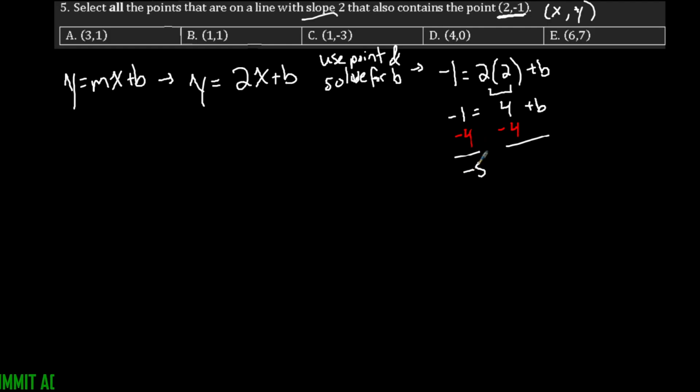So we said this is negative 5, which is b. So that means our equation is going to be y equals 2x minus 5. So this is going to be our equation that we are going to graph out here in a second. Another way that you could do this is you can make a table.